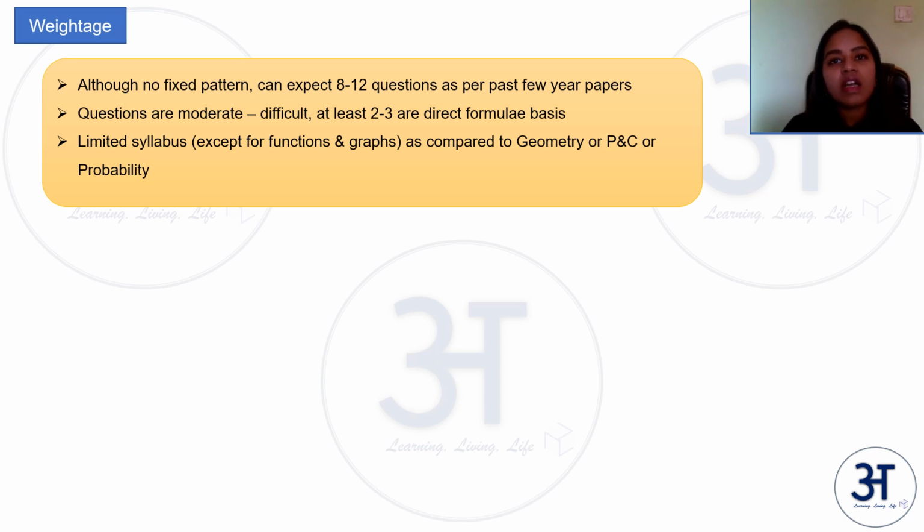At least 2 to 3 are easy, 2 to 3 are direct formula based, right? And the syllabus is limited in comparison to geometry or permutation and combination or probability, where the syllabus is very vast. So here the syllabus and the concepts which you have to learn are very limited, except some of the subparts such as functions and graphs. So if you cover this syllabus, which takes only a limited period of time, you can be assured that out of 8 to 12 questions, at least 6 or 7 of them you will be answering correctly, right? So let's begin.